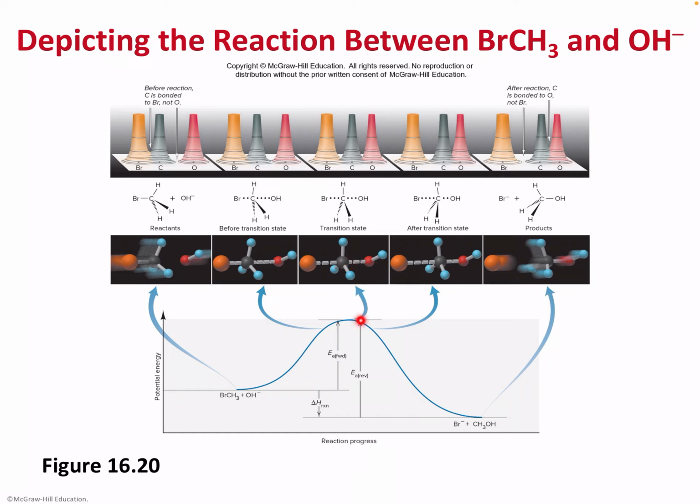And then this is the activation energy, and this complex is the transition state or the activated complex. After the transition state, the carbon-bromine bond will become weaker and the carbon-oxygen bond will become stronger and shorter. So this becomes elongated, and then bromine has to leave. The bromine will fall apart. And in the final product, we will have a bromide ion separate and the carbon attached to oxygen as methanol. So this is the depiction of a reaction progress between methyl bromide and hydroxide.